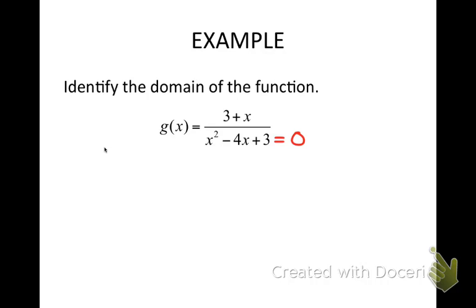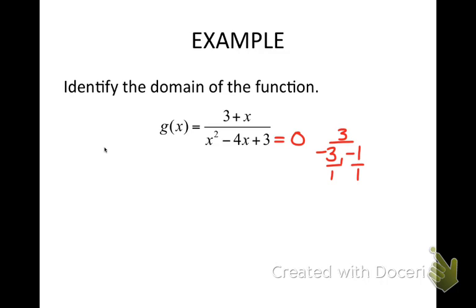Lucky for you, the last section of chapter 6 had you solving quadratic equations using factoring. Lucky for you, this is a really easy factor. What are factors of 3 that get you to negative 4? Negative 3 and negative 1. Negative 3, negative 1. Your leading coefficient is 1.